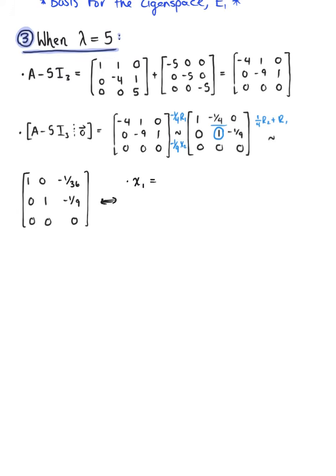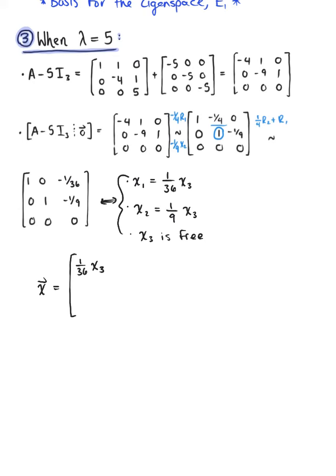x sub 1 is defined as 1 by 36 times x sub 3. We have that x sub 2 is defined as 1/9 times x sub 3, and we can see that x sub 3 is free. So we can use this linear system to define the set of all possible non-trivial solutions. So we have vector x is the vector in R3, where x sub 1 is defined as 1 over 36 times x sub 3. X sub 2 is defined as 1/9 times x sub 3, and then x sub 3 is free, so it's just itself.